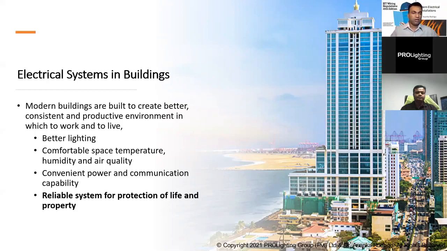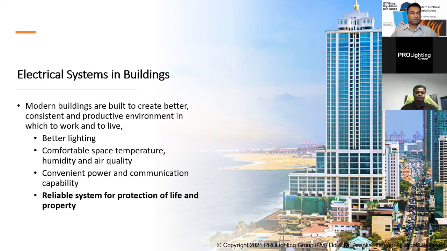There are a lot of practitioners who look at human-centric lights in the modern building, and also at comfortable space, temperature and humidity, because we are all experiencing that the temperature in the outside environment is increasing. Because of that, we want to create suitable and comfortable environmental conditions, humidity and air quality within the building. The other thing is convenient power and communication ability. That is also one of the key factors in electrical installations.